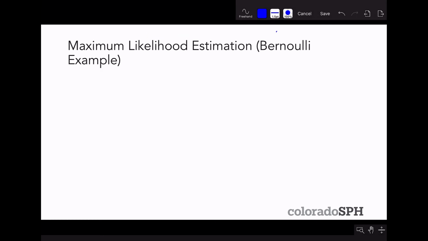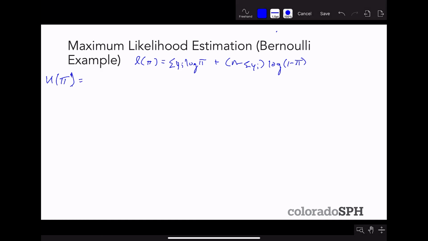So we already calculated the log likelihood, and we have that as L of pi equals the sum of yi times log pi plus n minus the sum yi times log 1 minus pi. And so now what we want to do is to take the MLE. So the first thing that we're going to do is take the first derivative with respect to pi of the log likelihood, and that is the score function, which we call the score u of pi.